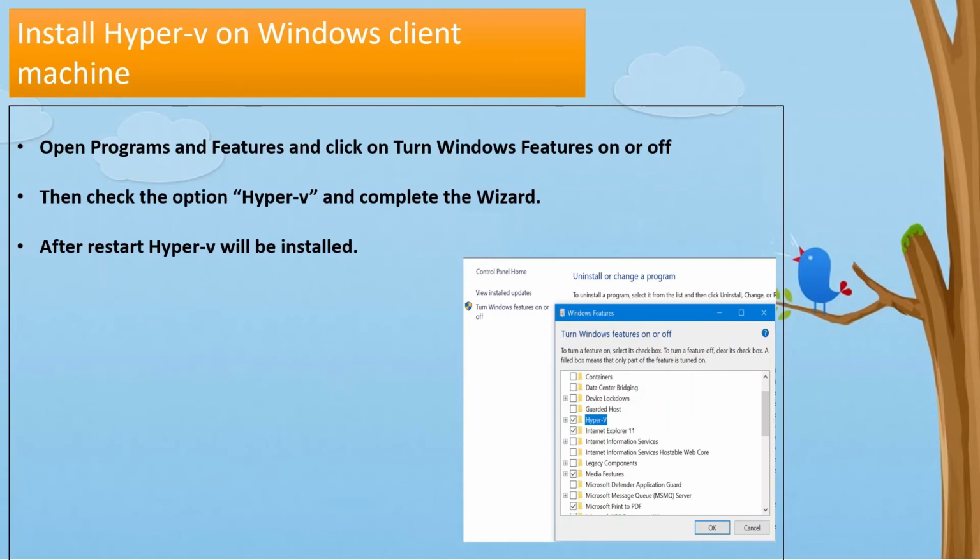Next, we're going to learn how we install Hyper-V on Windows client machines. We have just learned how we do it on Windows servers. The process is a bit different in the case of Windows client machines. So what you will need to do is open programs and features, and then turn Windows features on or off from there. And there will be an option called Hyper-V, and you just need to install it. So let's see how we do it.